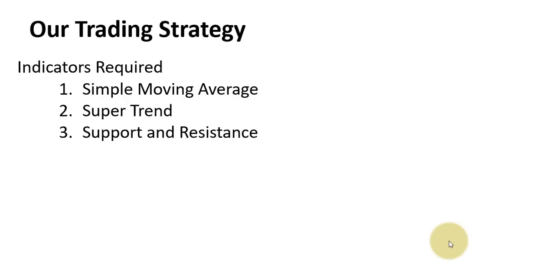Okay, now let's discuss the strategy. Okay, we require 3 indicators: simple moving average, super trend indicator, and support resistance indicator. Very simple. All these indicators are free online. You can download them, but I'll show you how you can put it together.